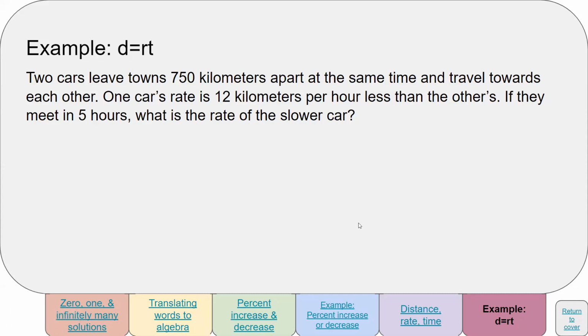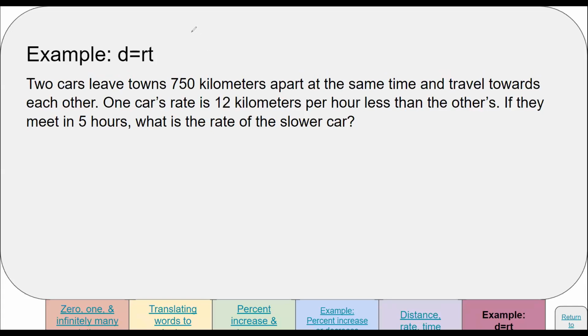So if I'm looking at this, I have information that I know. I have two cars. Actually, two cars, that's the first bit of information. We'll do this in order, so let me erase that. Two cars. And we know that in the first sentence, two cars leave towns 750 kilometers apart. So d equals 750 kilometers. This is a total, because the two cars leave at the same time and travel towards each other. So time equals same.